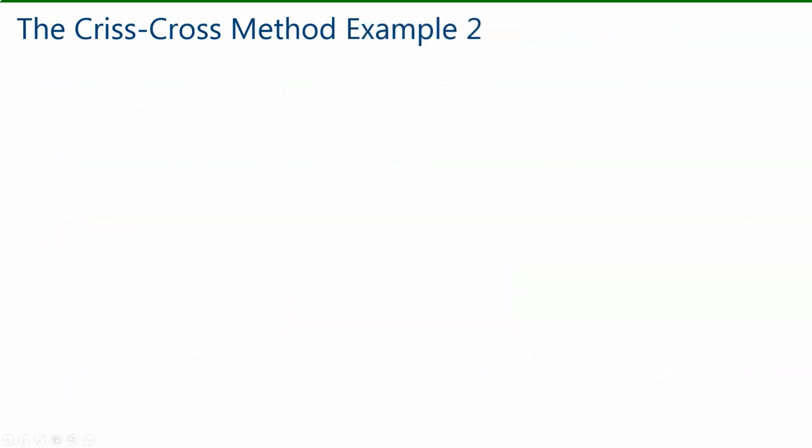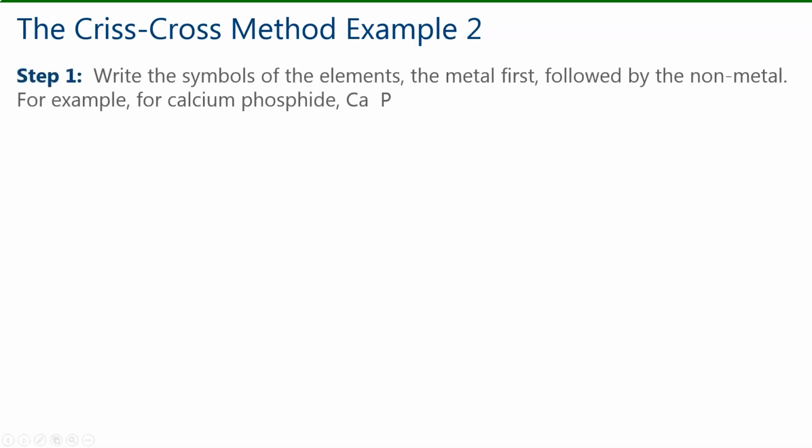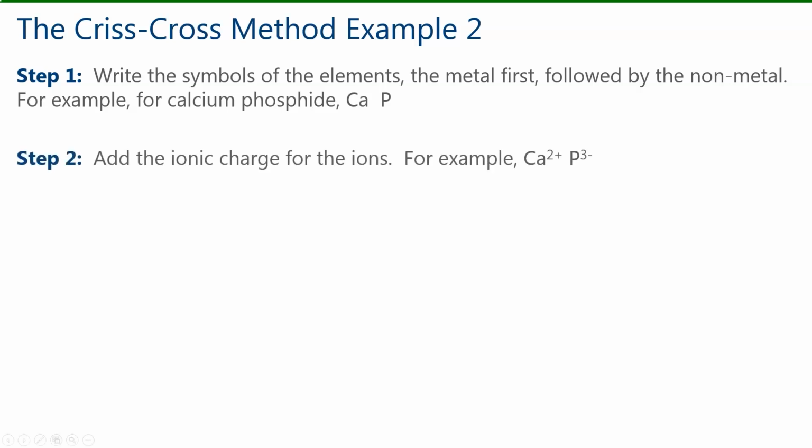Let's look at one more example. Step 1 is to write the symbols of the elements, the metal first, followed by the nonmetal. For example, for calcium phosphide, I'm going to write the symbol for calcium, Ca, and for phosphorus, which is P. Now I'll add the ionic charges for the ions. For example, calcium has a charge of +2, and phosphide has a charge of -3.